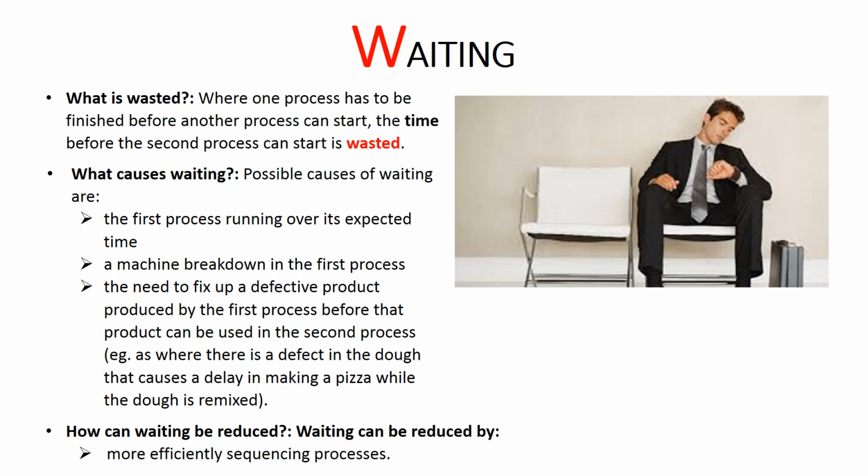Waiting can generally be reduced by more efficiently sequencing processes. In the video that you watched on the Toyota motor manufacturing plant in Kentucky in the United States, we saw an example of reducing waiting. That plant was able to reduce the time taken to change the dies required to stamp different components from a number of hours to just 10 minutes. This reduced the downtime in changing over from one kind of die required to produce one kind of component to another kind of die required to produce another kind of component.